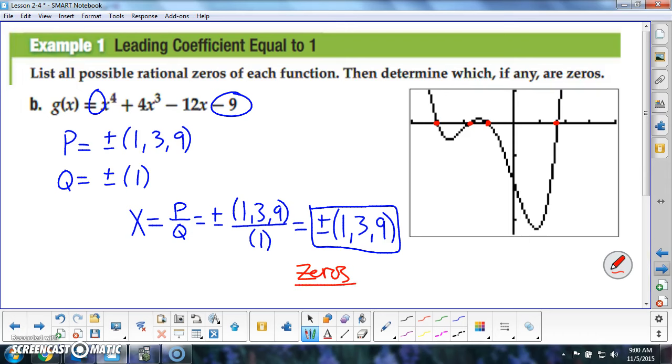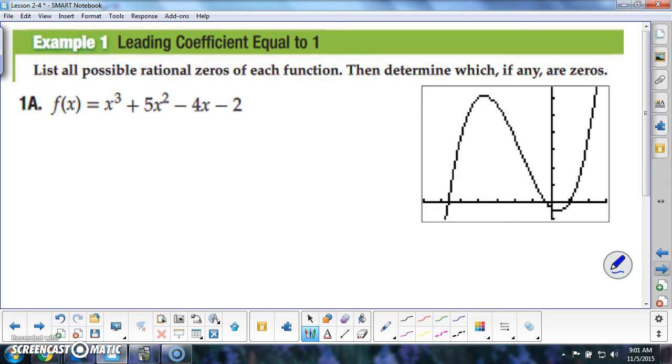We have -1, and we have -3. So it must be that this is a rational zero, this is a rational zero, and these must be irrational zeros. Because I don't see it cross at +3, I don't see it cross at +1, and it doesn't cross at 9 or -9.